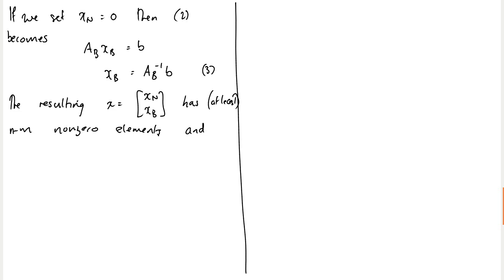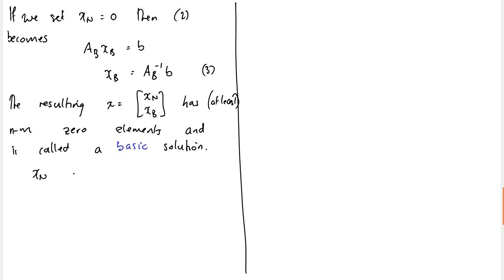And is called a basic solution. Okay, so if I'm ever talking about a basic solution, I'm talking about a solution that's got at least n minus m zero elements. Sorry, not non-zero, what am I saying? Zero elements. Okay, so that's my definition of a basic solution. We've got at most m non-zero elements.